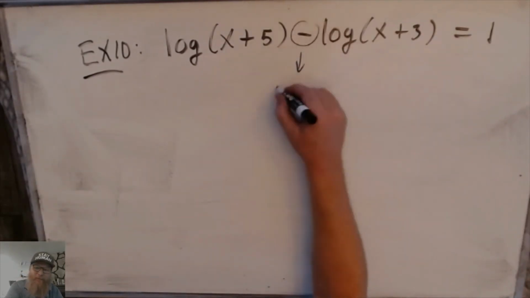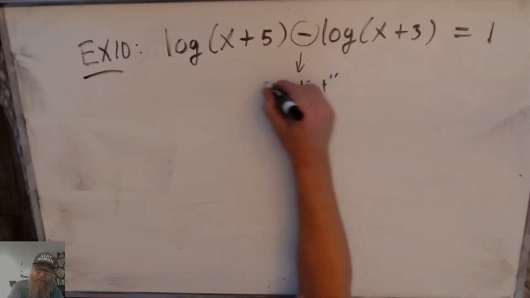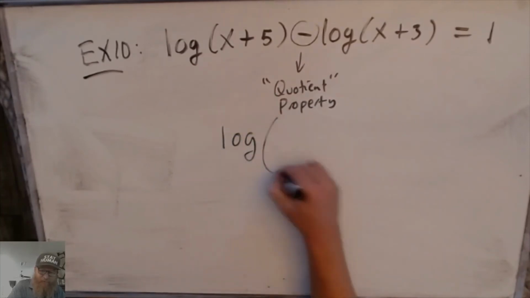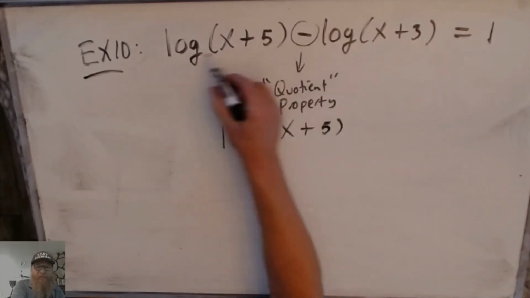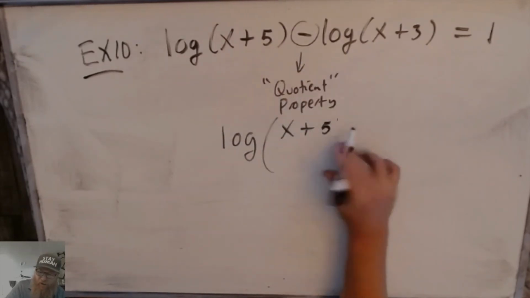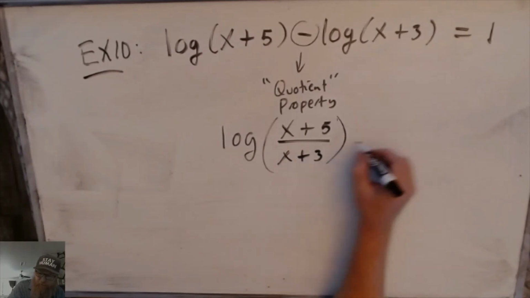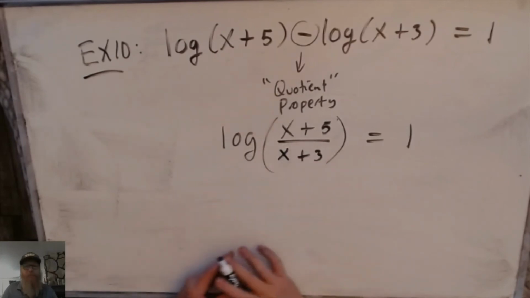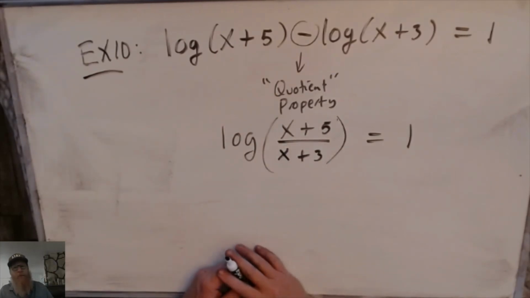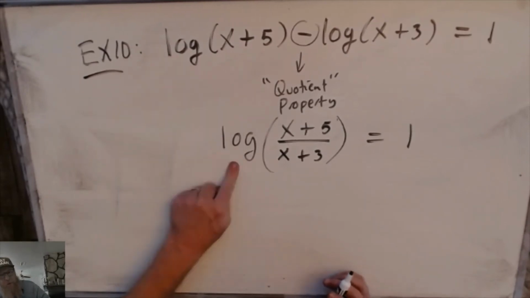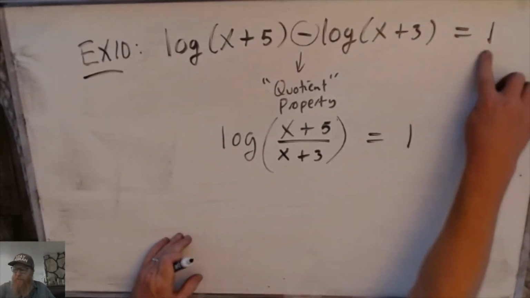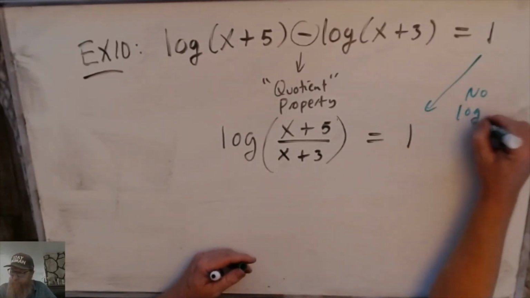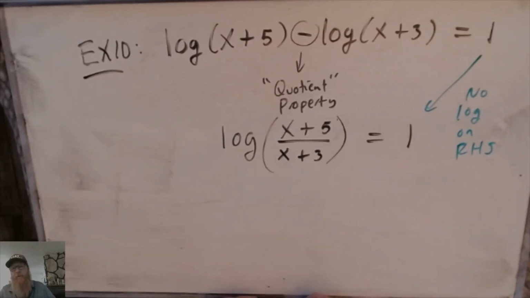All right, so this is the quotient property. The difference of the logs is the log of the quotient. Quotient property. Now make sure you write the logarithm one time. Also notice that there's no logarithm on the right-hand side. So there's no log on the right-hand side.